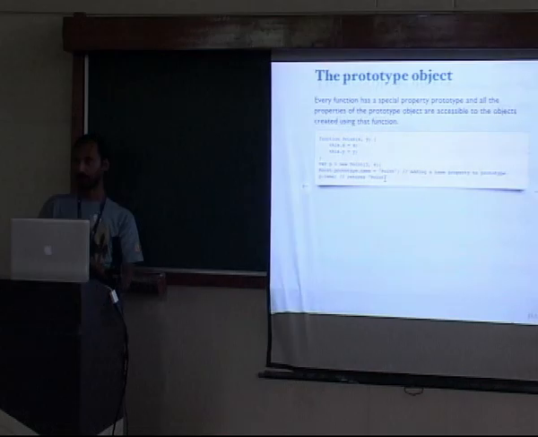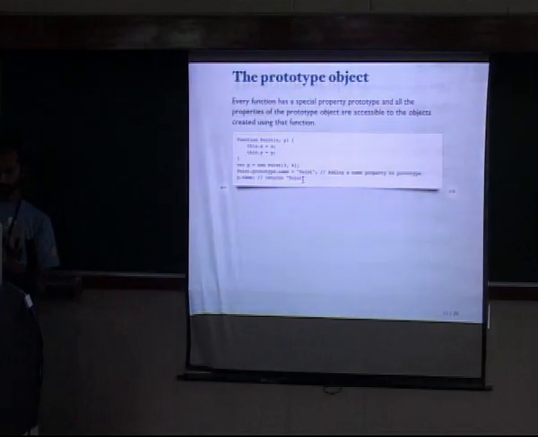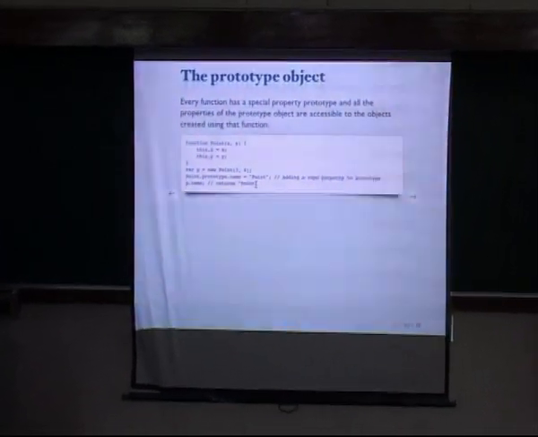Now, there's something more magic called the prototype object. Each function has a special property called prototype. Whatever properties we add to the prototype of the function will be available to the objects created through that function. For example, here, the point p is created using the function point, so it can access the properties defined in the prototype. Here I defined name equal to point, and you can call p dot name, and that returns the same point. So it's like it has a kind of pointer to that, and it actually reads from there and gives you back.